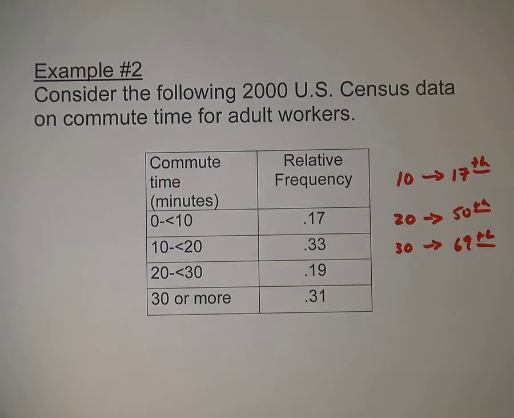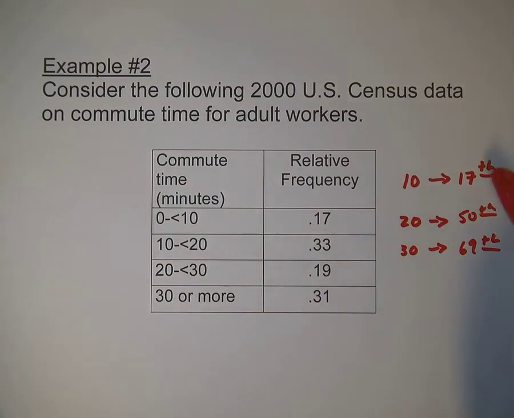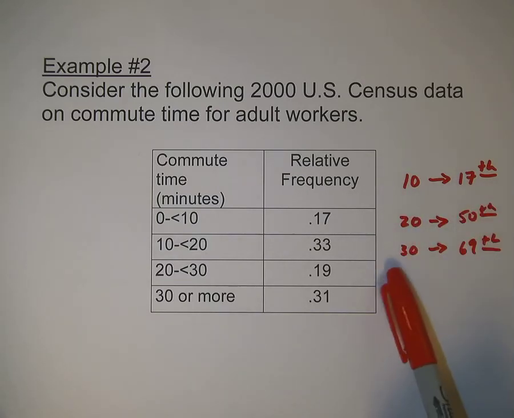Now since we don't have an upper boundary, it just says 30 or more, we can't really come up with any more percentiles. The 100th percentile would have to be above everything else. But we can at least calculate these three percentiles pretty easily. So 10 is at the 17th, 20 at the 50th, 30 at the 69th percentile.